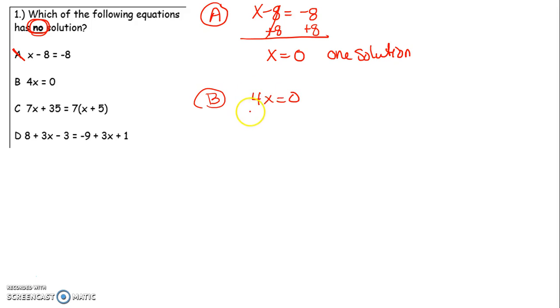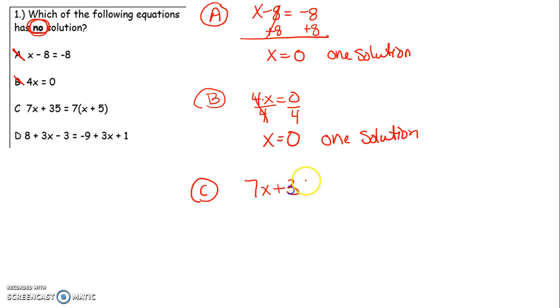Let's take a look at B, and let's go ahead and solve B. 4x equals 0. What's the operation between the 4 and the x? Multiplication. How do we undo multiplication? Division. So I'll divide both sides by 4. 0 divided by 4 is 0. Oh, all right, so this one has one solution. And what is that one solution? That one solution is 0. The only number that will work to make a true statement is if we plug a 0 in place of x.